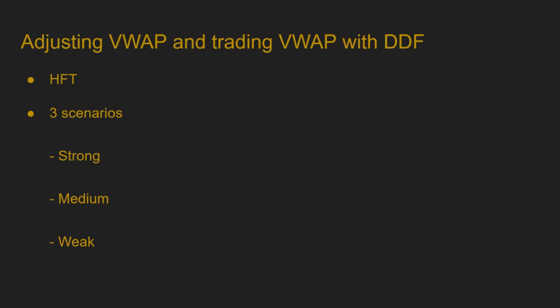And a weak scenario is when the POC line is far from the VWAP with the DDF going in the same direction as the price. That means it's probably and most likely going to keep going in the same direction and not even bounce.